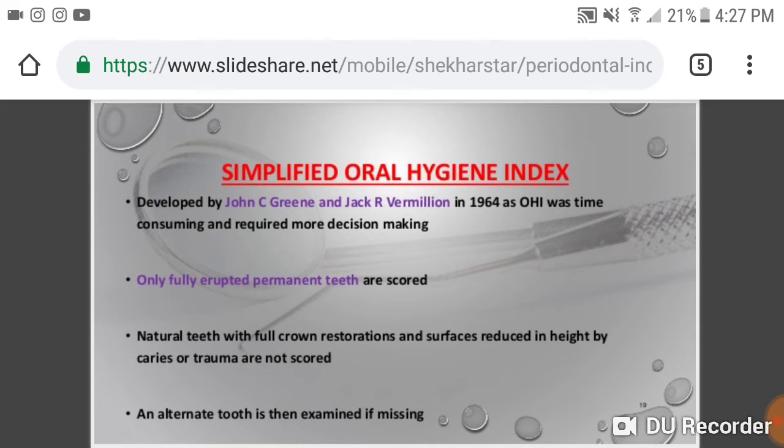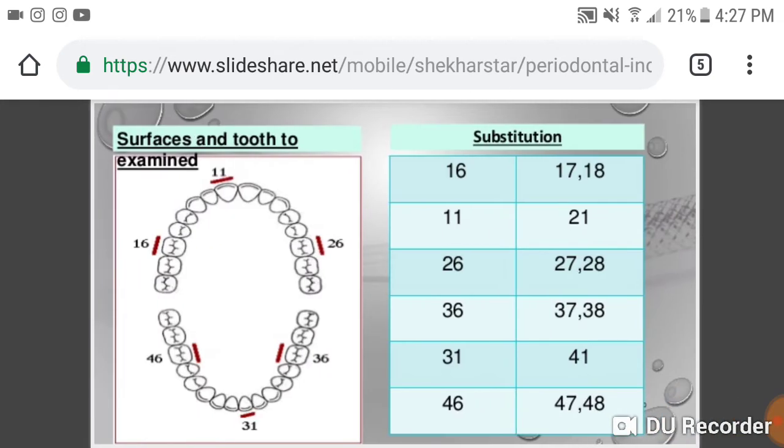Simplified oral hygiene index, developed by John C. Green and Jack R. Vermillion in 1964, as the oral hygiene index was time-consuming and required more decision-making. Only fully erupted permanent teeth are scored. Natural teeth with full crown restoration and surfaces reduced in height by caries or trauma are not scored. An alternate tooth is then examined if missing. Surfaces and teeth to examine.